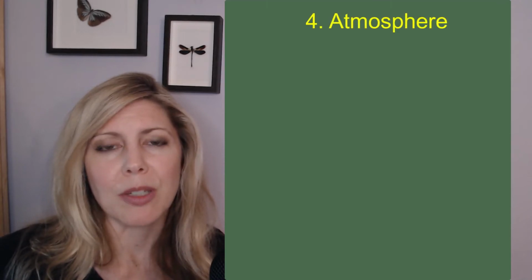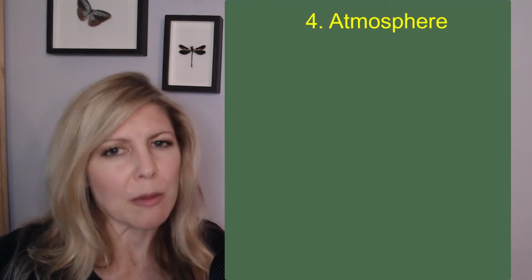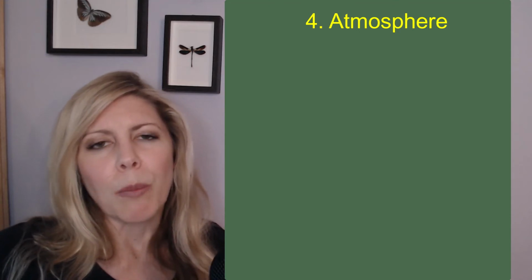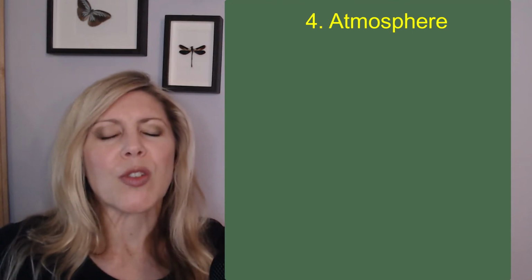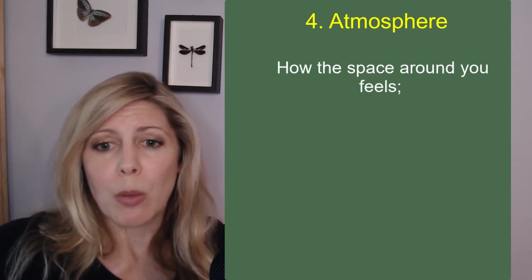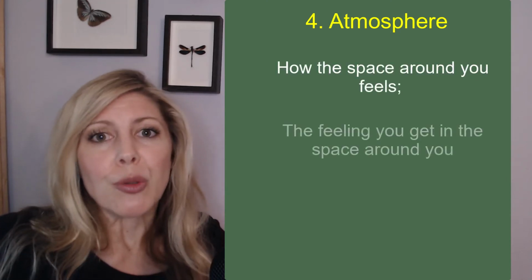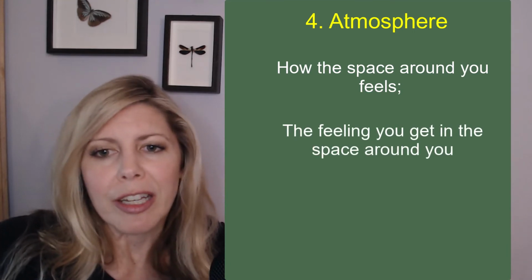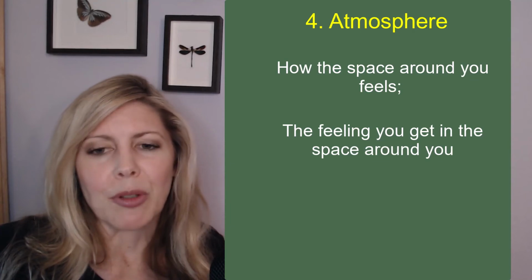A fourth way that we use past continuous is with atmosphere. Now, what does atmosphere mean? What do we mean by that? Well, basically, it's how the space around you feels, how it feels to someone. What feeling do you get in that space or in that room or in that area? So here's an example. Here's a sentence.